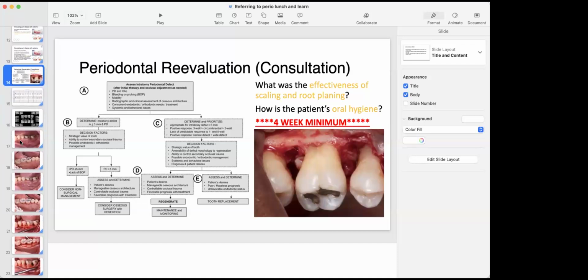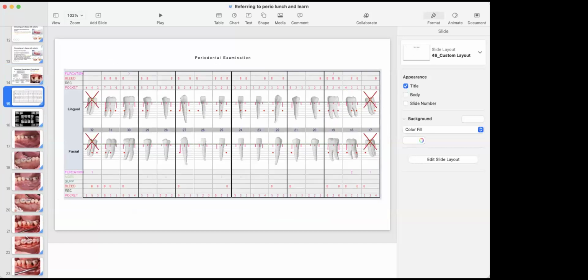Okay, so SRPs are done. We see the patient for reevaluation after 4 weeks. That shows us how effective the SRPs were, how the patient's hygiene is, and if any periodontal bacteria has come back and we still have pockets remaining. So what osseous surgery is, is this case over here. We're focusing on the lower left.